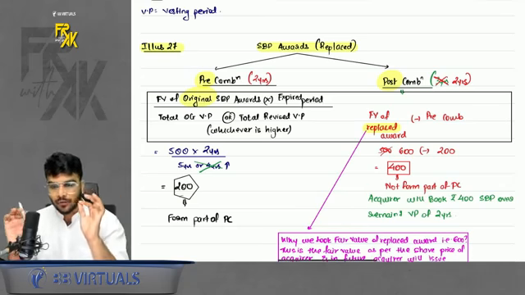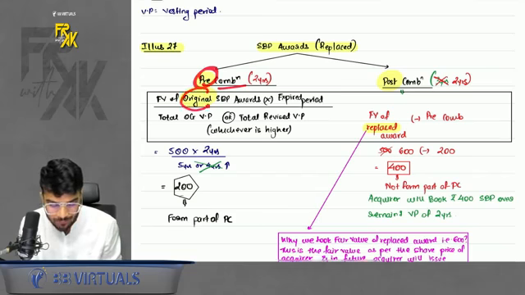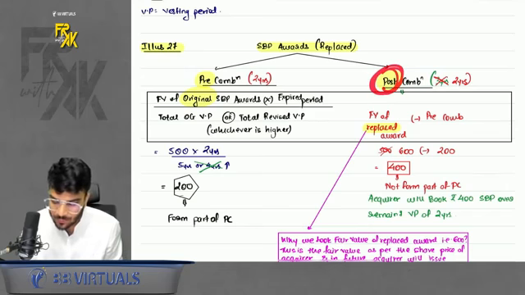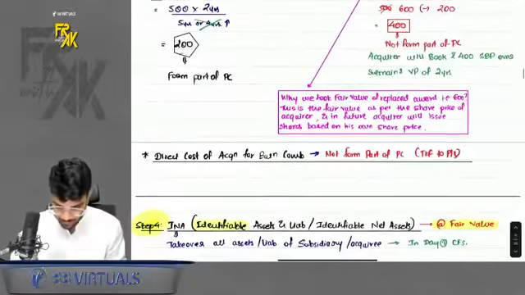Okay, so a point of caution is that when you are calculating pre-combination amount, you will take fair value of original SBP award. But when you are calculating post-combination amount, you will take fair value of replaced award. Not going into the logics, we discussed the same in class as well. Okay, chalo.